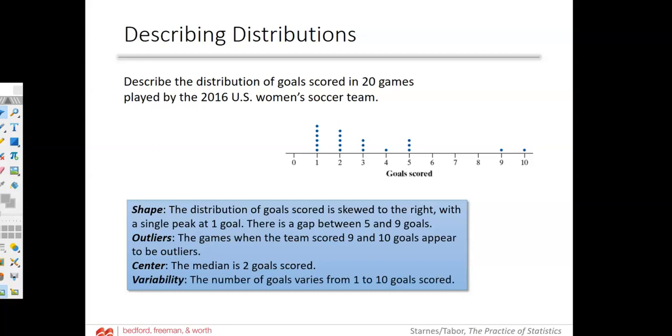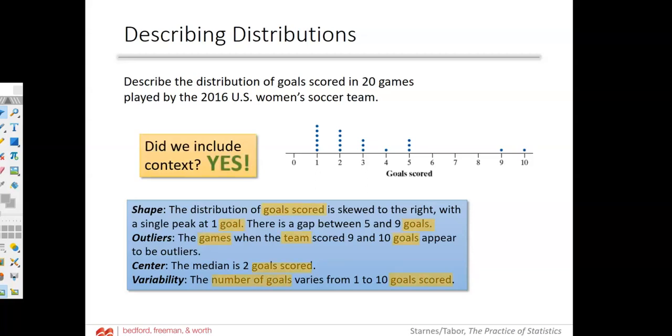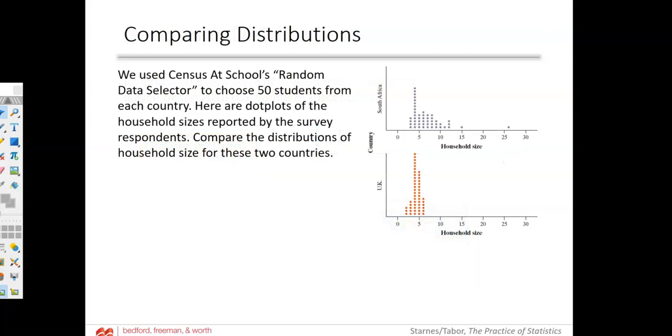The number of goals scored goes from 1 to 10. Variability is how spread out the data is, and so it goes from 1 to 10. It's somewhat spread out. We'll talk about different ways to talk about that later on. Did you include the context? Yes. Goals scored. Team. So you want to use those kinds of words. If you don't, you won't get full credit.